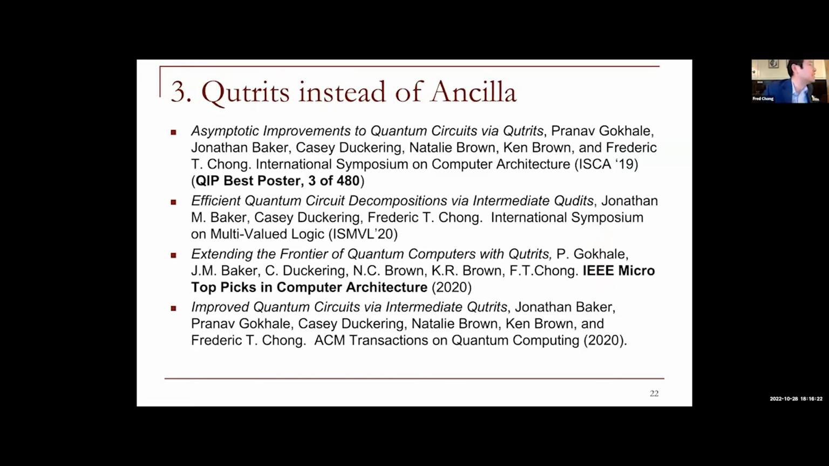Okay, so let's break another abstraction. Let's break the abstraction of binary computation, right? So we can look at doing computation with more than 2 levels of logic. And in this particular case, let's start with 3 levels, ternary logic, or Q-trits.